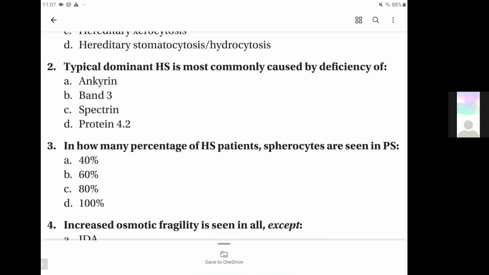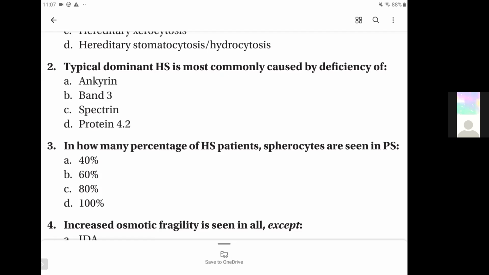Now you know that spherocytosis is mostly an autosomal dominant disorder, but it can also present as an autosomal recessive trait. So it's like a mixed inheritance pattern. But in this MCQ, they tried to ask specifically about the autosomal dominant inheritance pattern.